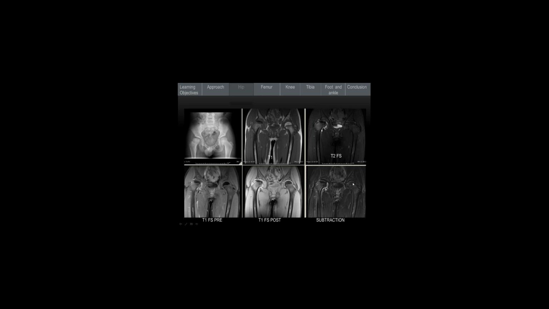And when we do subtraction images, we can see the normal side has a certain amount of normal signal, but the right femoral head is really low signal, very, very dark. So this is Perthes disease. Perthes disease affects children, and it can be typically unilateral, and it can cause pain. We can see Perthes on radiographs. It's not evaluated with ultrasound.